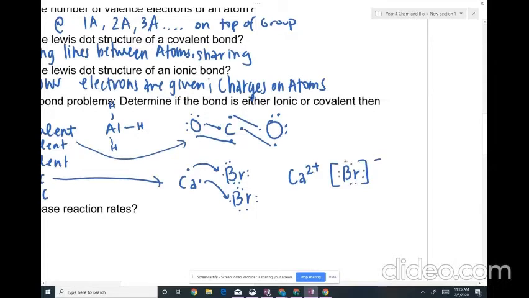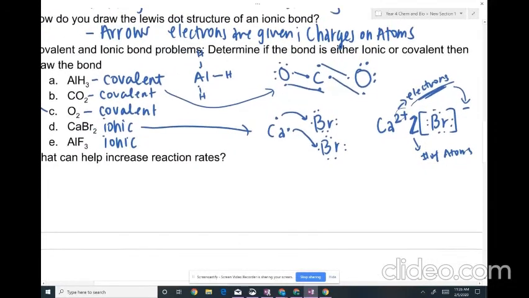So I draw my full Br, and I have 2 bromines. So I write that. So remember that this one is going to be your number of atoms, and then this one is electrons. So you guys have to remember that this side is going to be your electrons given, right? This all refers to electrons, and the number in front is your charges.